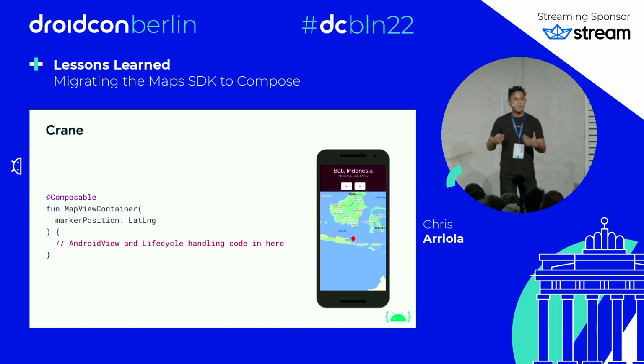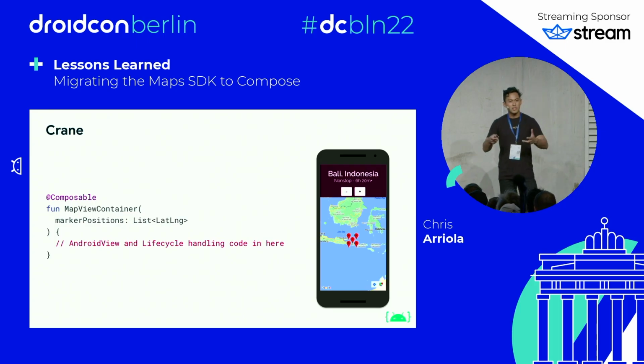And this implementation is precisely what Crane, one of our sample apps, this is precisely how it was implemented. It was a pretty simple use case where it only displayed a single marker on the map, and it also allowed you to control the zoom level.